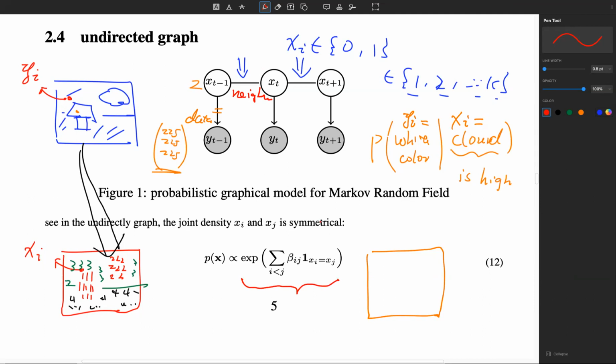Conditional density has a direction. P of A conditioning on B is generally not the same as P of B conditioning on A, right? But the energy is symmetrical. Here you go. Can anyone tell me what that means?